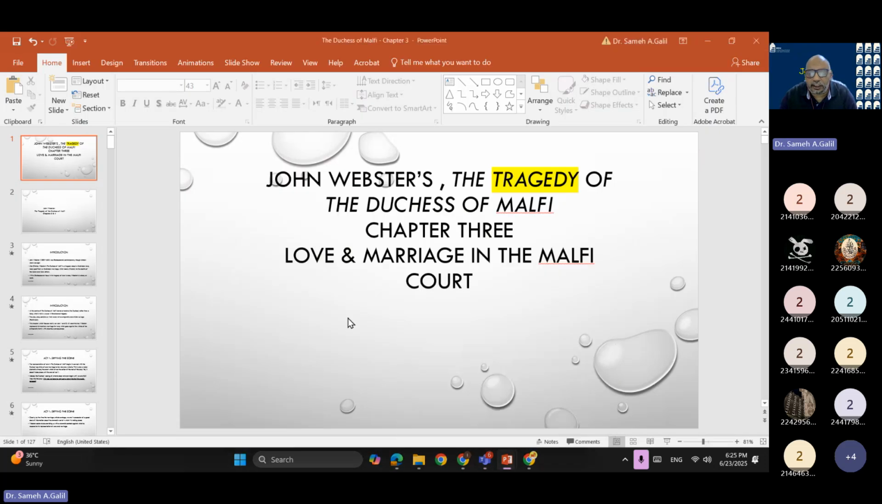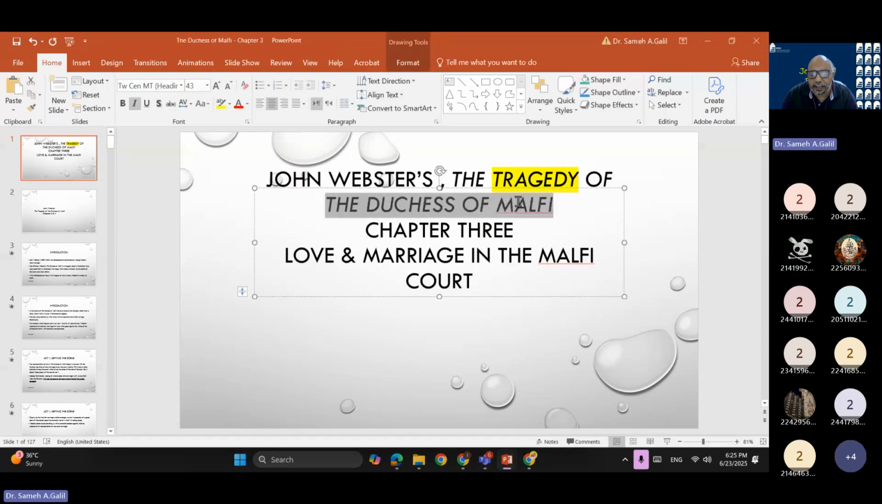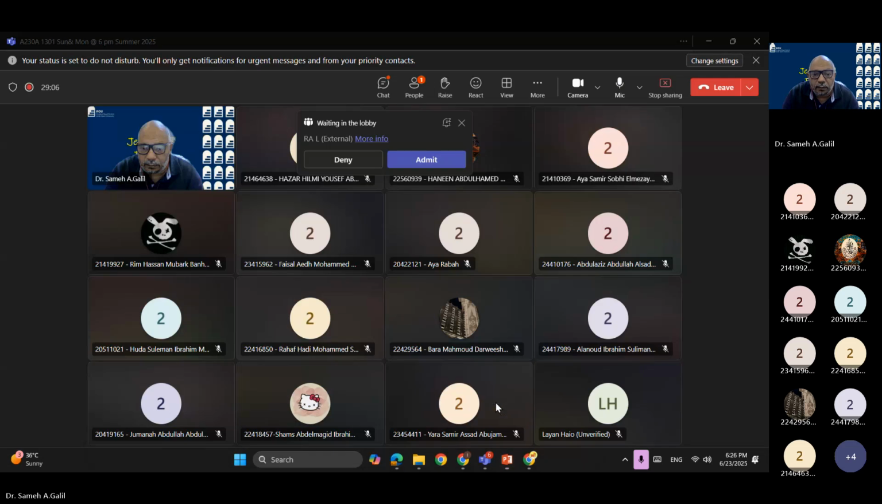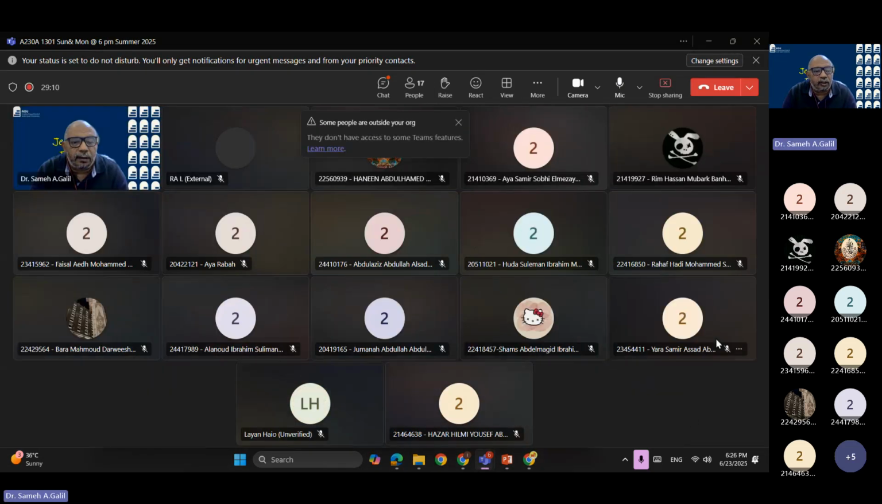Okay, so The Tragedy of the Duchess of Malfi. When we read the play, we found out that the Duchess of Malfi is the protagonist, the main character. If it's a tragedy and it's about a man, we're going to say tragic hero. But if it's a tragedy and the main character is a woman, we're going to say tragic heroine. So this time around, we have a tragic heroine, quite unprecedented, quite unheard of.